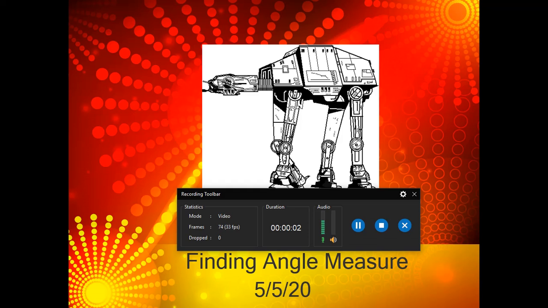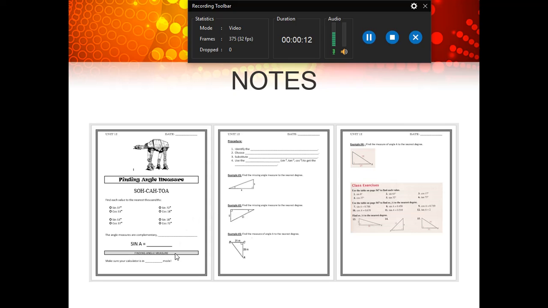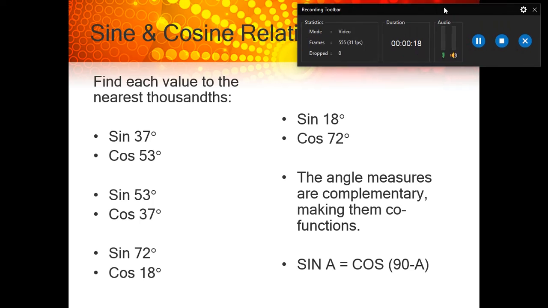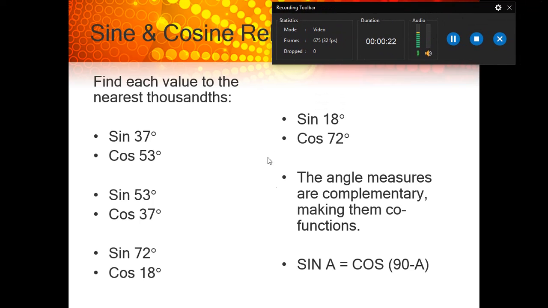Today's topic is finding angle measure using the trig ratios that we learned yesterday. You can use the date of May 5th on your notes. And this is the note packet you'll need for today's lesson. There should be 3 pages. So you'll want to grab your iPad real quick before we move on with this.